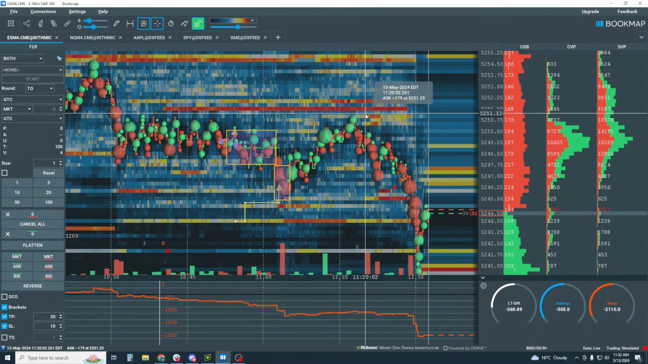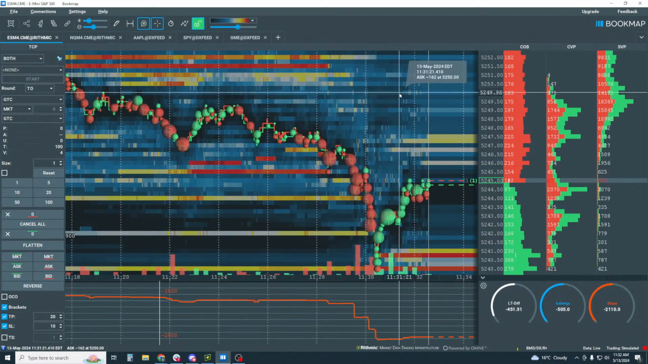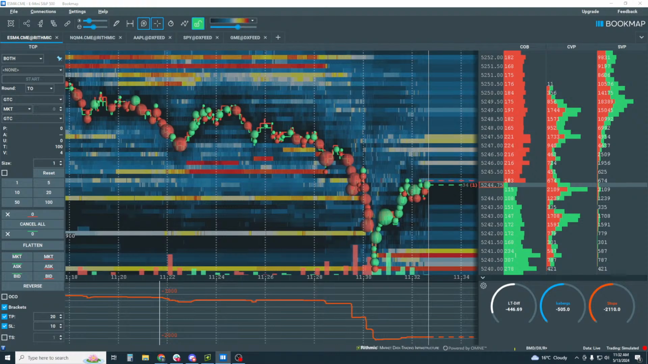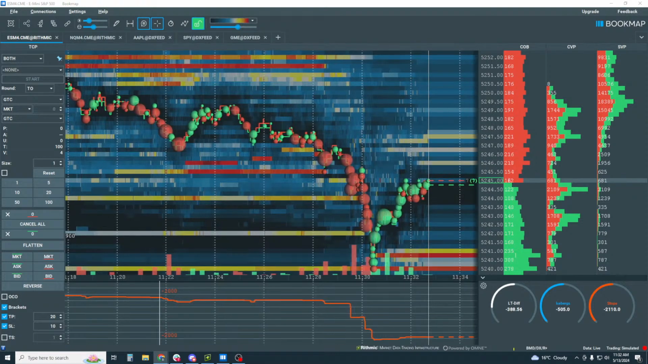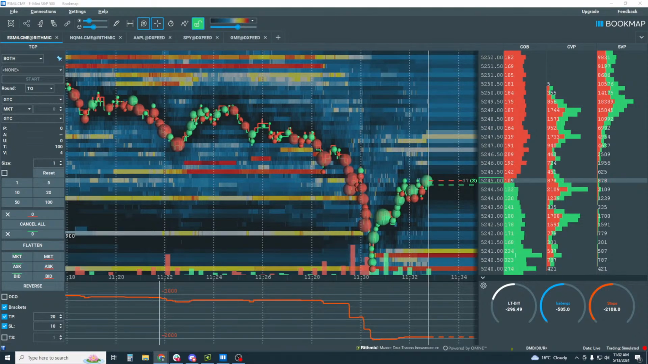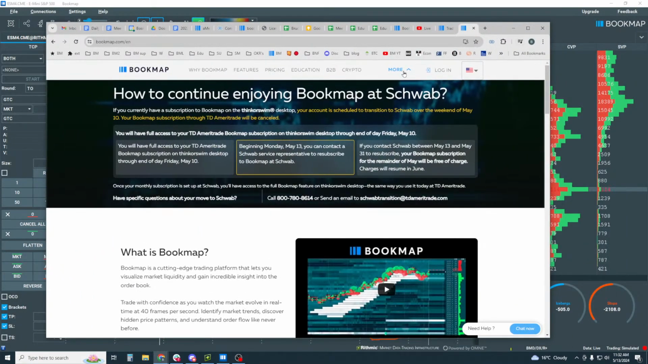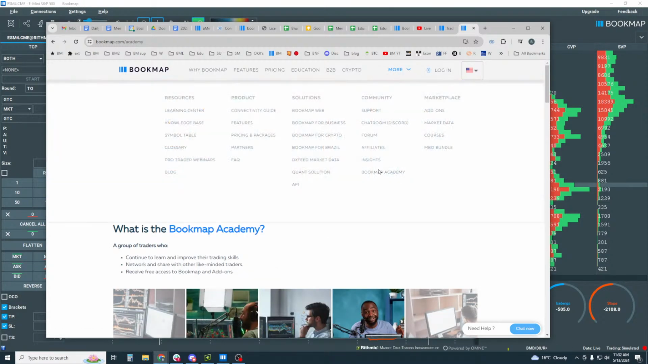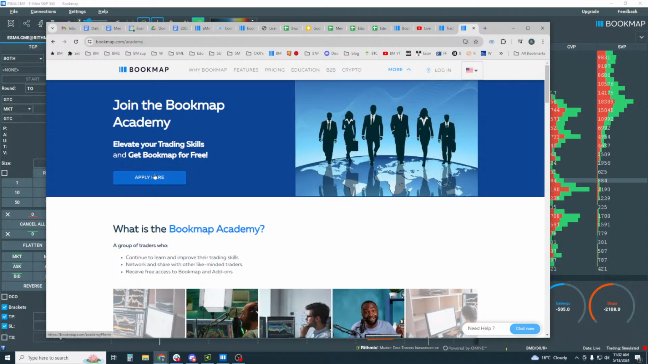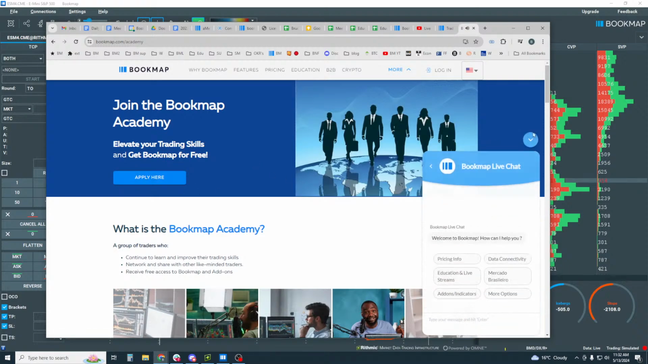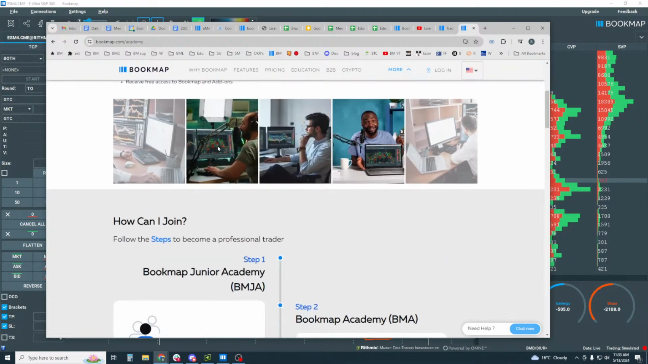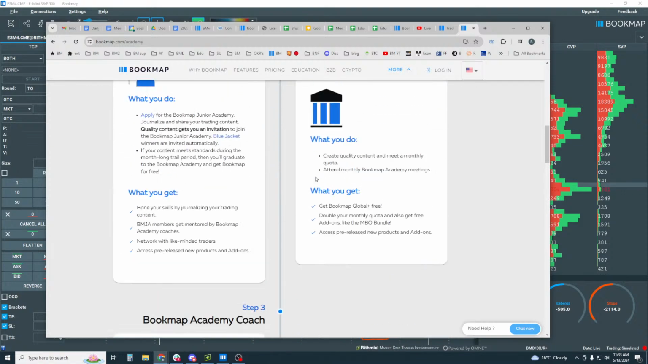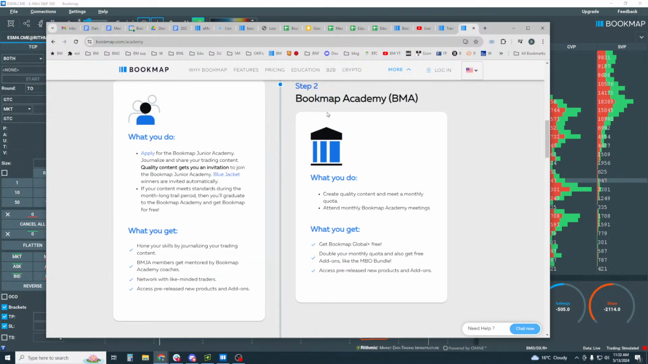How to use the checklist, Mindful Trading Club. Okay, yeah, sure. The checklist is really simple, and I would really recommend this. Let me suggest this. Go to bookmap.com. Go to the More button, and then Bookmap Academy here. Under Community, Bookmap Academy, and then apply here. You will apply for the Bookmap Junior Academy, actually. You can go through the steps in here and read through it. It's a very, very simple idea in here.